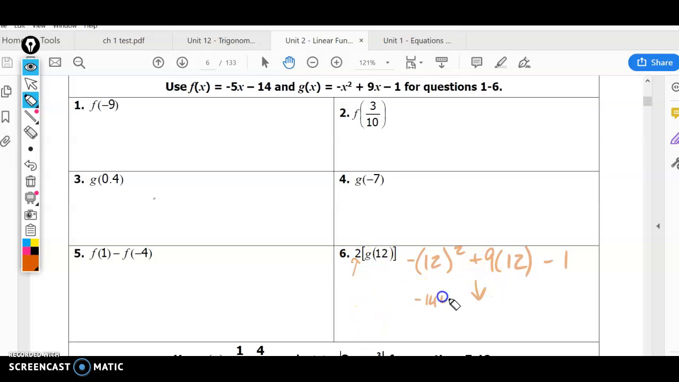So we got negative 144 plus 8 minus 1. Let's keep going left to right with our addition and subtraction. Negative 144 plus 108 is 36, I believe. Negative 36. Subtracting 1, you get negative 37. After we get that, we're going to times that quantity by 2, and we will get negative 74. Let me know what questions you guys have on plugging in the number and then multiplying.